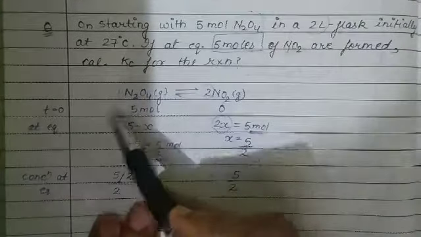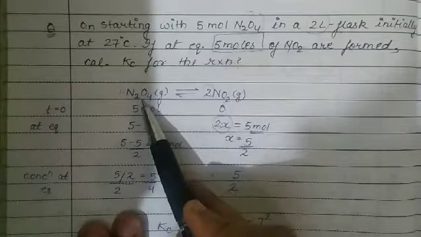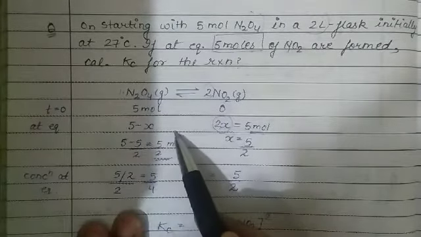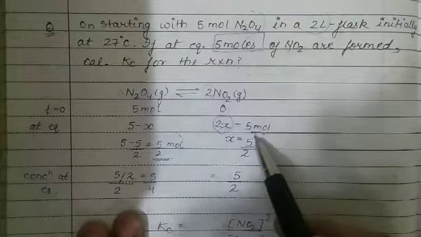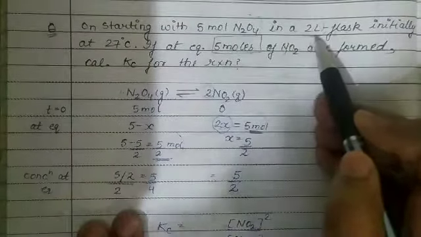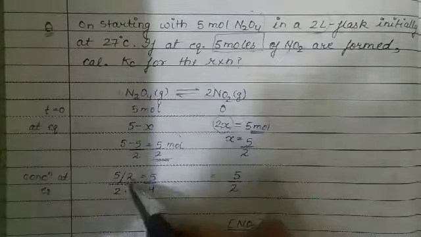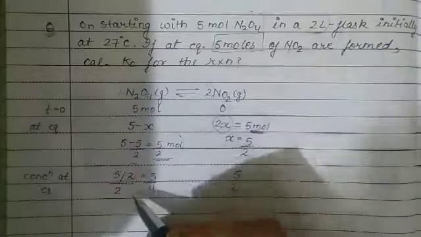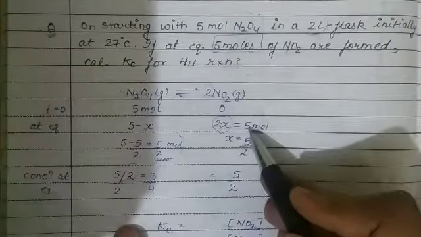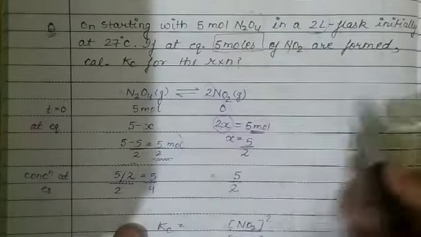Now put x as 5 by 2. Now we have the equilibrium concentration of N2O4. So basically at equilibrium 5 by 2 moles of N2O4 is present and 5 moles of NO2 is present. As reaction takes place in 2 liter flask, so when we have moles, then concentration will be number of moles divided by volume. So it will be 5 by 4. Number of moles divided by volume, so number of moles is 5 divided by 2, it is 5 by 2.